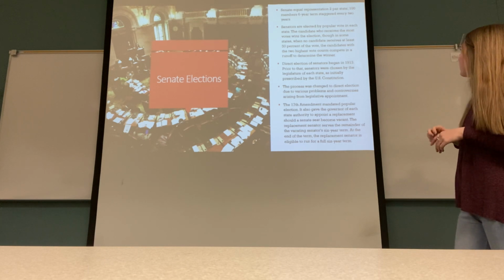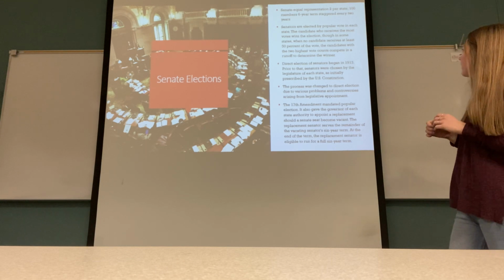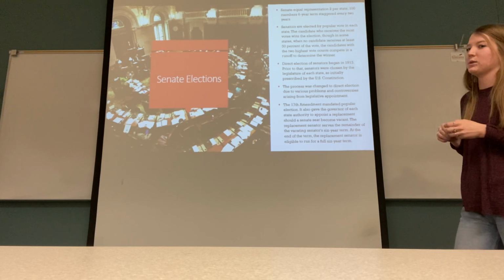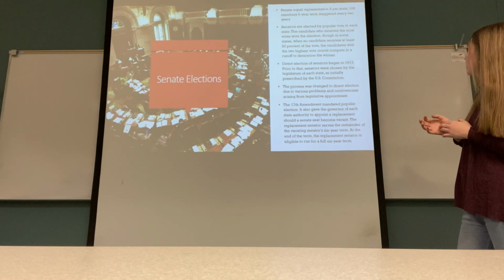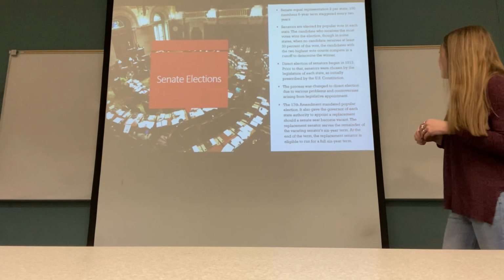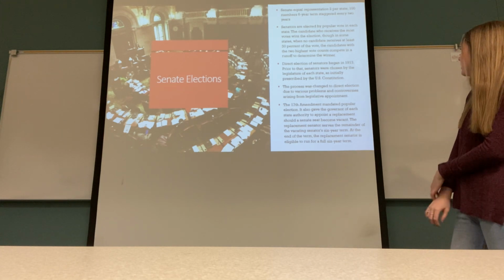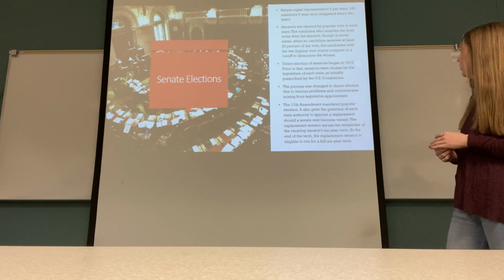Direct elections of senators began in 1913. Prior to that, senators were chosen by the legislature of each state, so it was not up to the people, as initially prescribed by the U.S. Constitution, and then it was later changed. The process was changed to direct election due to various problems and controversies arising from the legislative appointment.